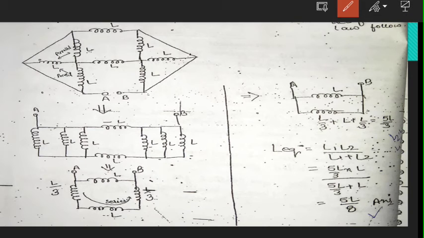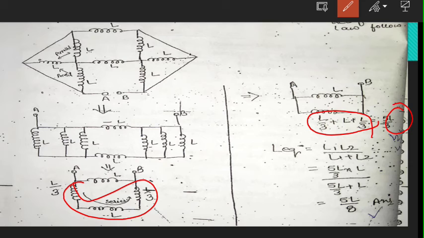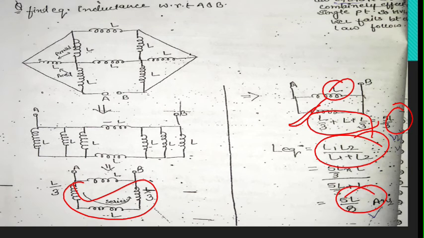Now these two equivalent inductances are in series manner, so they are added. So after adding L by 3 plus L by 3, you will get 2L by 3 as the equivalent inductance here. So this equivalent inductance and this inductance are in parallel manner, so taking parallel, you will get our answer, 5L divided by 3 across the AB point. Okay, so this is your answer.